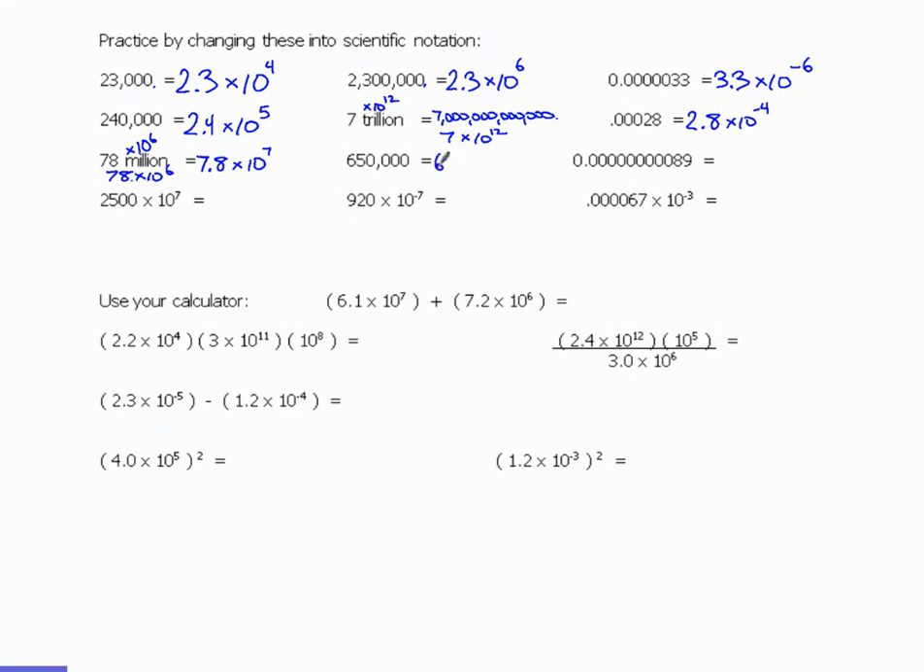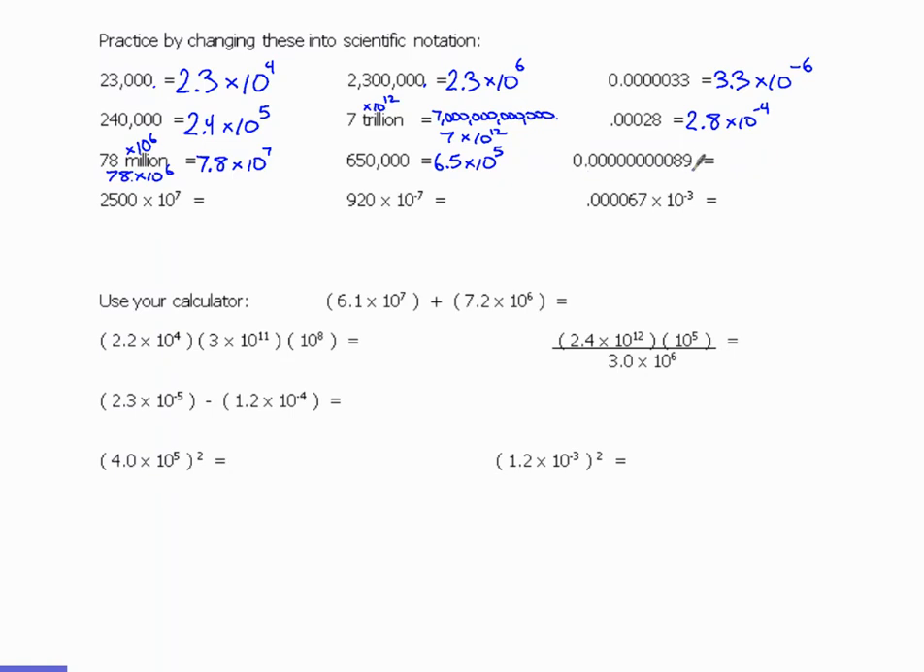650,000. So start with my number between 1 and 10. Times 10. Moving it left so it's positive, 3, 4, 5. 6.5 times 10 to the 5th power.